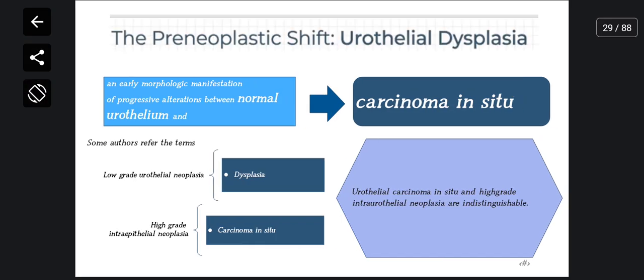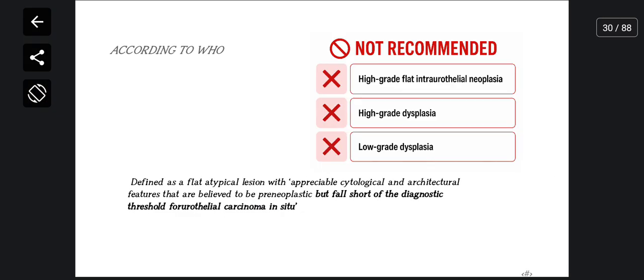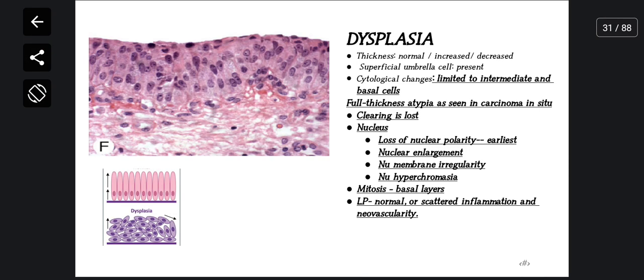So coming to dysplasia, it's an early morphological manifestation between normal urothelium and carcinoma in situ. It's an in-between, a progressive change. As I explained before, dysplasia is a low-grade urothelial neoplasm, and CIS is a high-grade intraepithelial neoplasm. We should not use the terms high-grade dysplasia, low-grade dysplasia, or high-grade flat intraurothelial neoplasm, right? Now the thickness could be normal, increased or decreased.